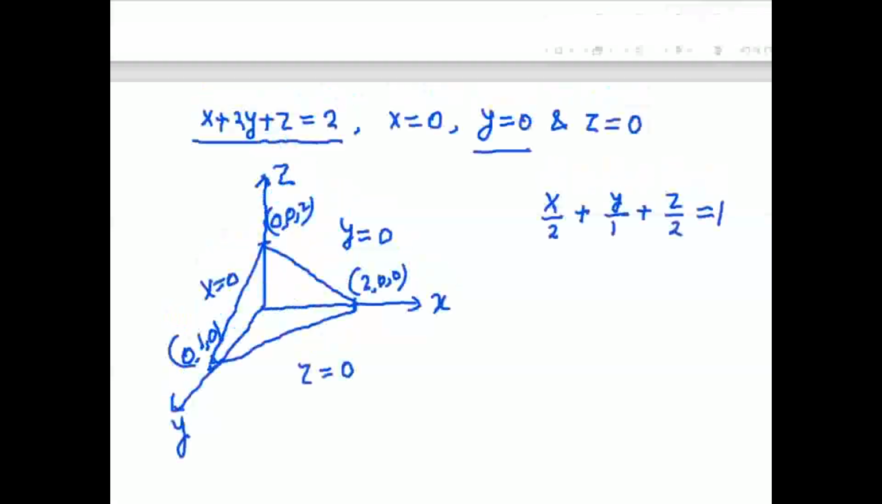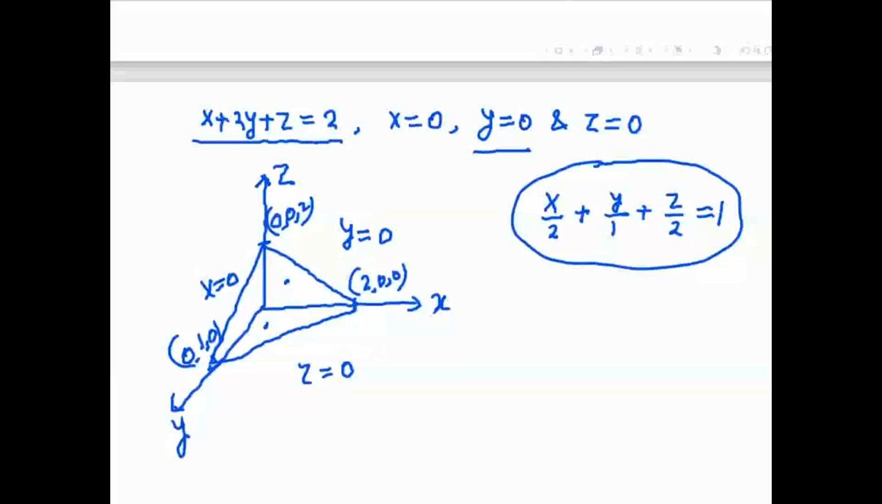So now what is the volume bounded by these 4 planes? Suppose you are in one room, this is the corner of the room, this is the floor, this is one wall, this is another wall, and on the top is the roof of the room. So now whatever volume is covered by all these 4 planes we have to find. That means we have to find the limits of z, y and x.